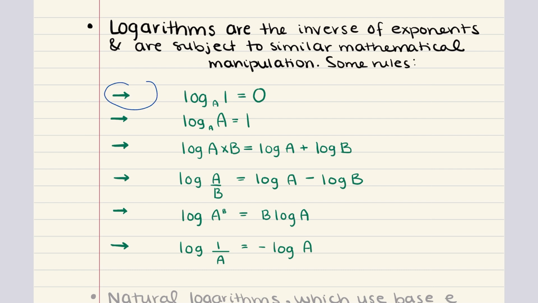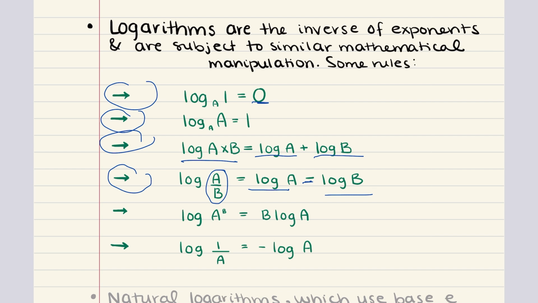The first rule says that the logarithm of 1 is always 0 regardless of the base, because any number raised to the power of 0 equals 1. The second rule states that the logarithm of the base itself is 1, because any base raised to the power of 1 equals itself. The third rule says that the log of a product is the sum of the logs of the factors. So in other words, log A times B is equal to log A plus log B. The fourth rule states that the logarithm of a quotient is the difference of the logarithms. So for example, log A divided by B is equal to log A minus log B.